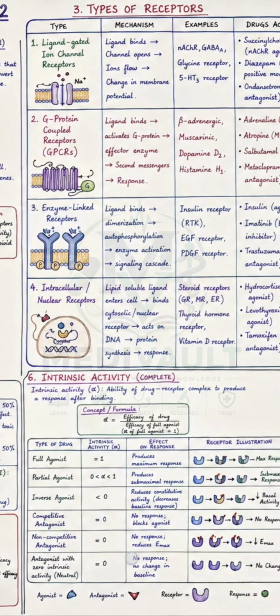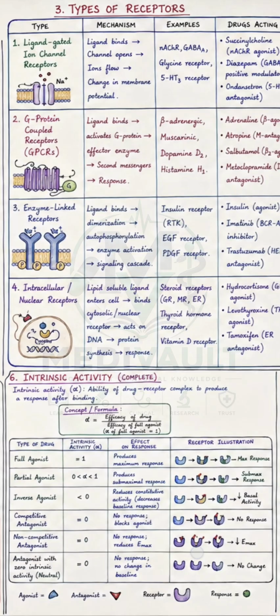Okay. The next thing is intrinsic activity. What is the intrinsic activity? Intrinsic activity is the ability of the drug receptor complex to produce a response after binding. When a drug binds to the receptor, what kind of response does it show? That is the intrinsic activity. We can call it alpha, the efficacy of the drug over the efficacy of the full agonist. So alpha of the full agonist equals 1. When the intrinsic activity is 1, it means it is a full agonist.